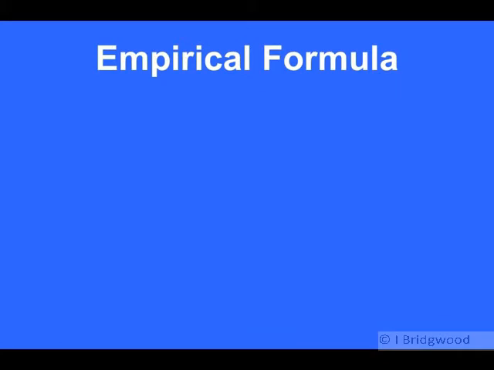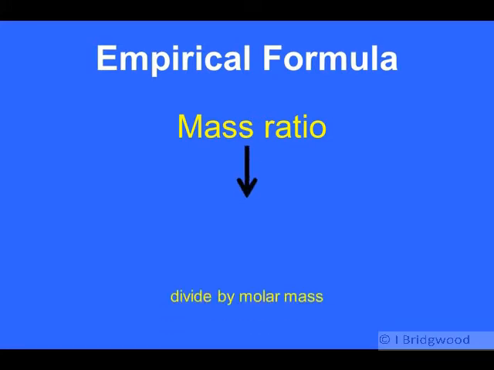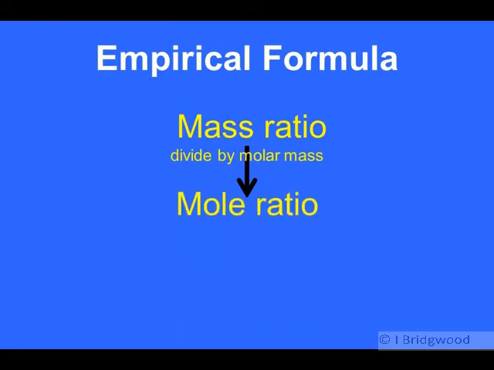Because when considering empirical formula, you start off with a mass ratio. Generally, you might start off with a percentage ratio, but it's still a percentage by mass. And what you have to do, of course, is to convert that into a molar ratio. The way that you do that, of course, is by dividing by molar mass of the components that you have to get a molar ratio.